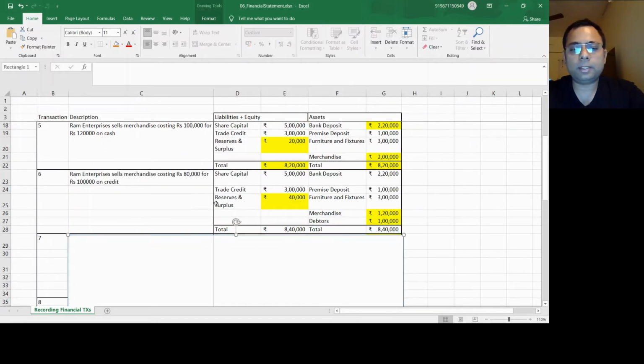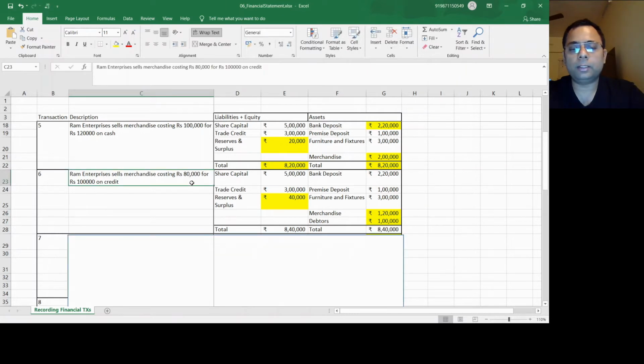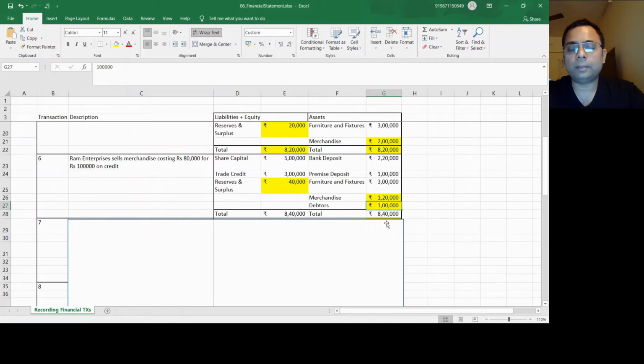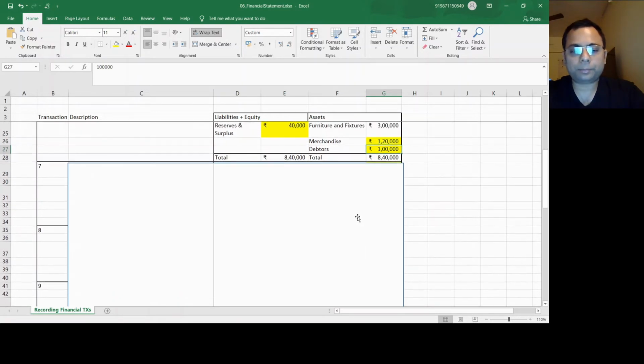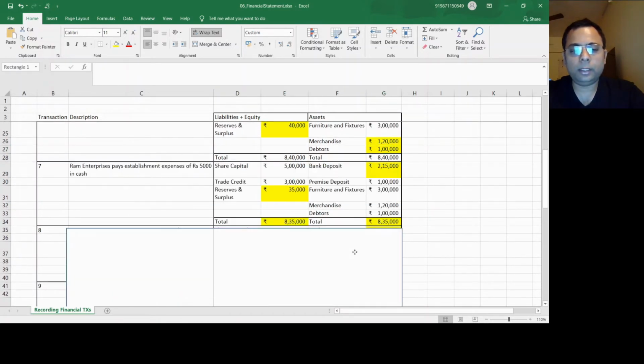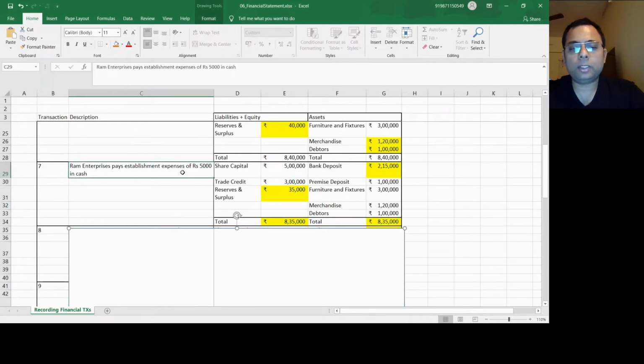In transaction 6, the same merchandise of 80,000 is sold for 1 lakh on credit. So we still do not have that money. The merchandise reduces by 80,000, and the debtors increase by 1 lakh here. And then 5,000 of establishment expenses are paid out.